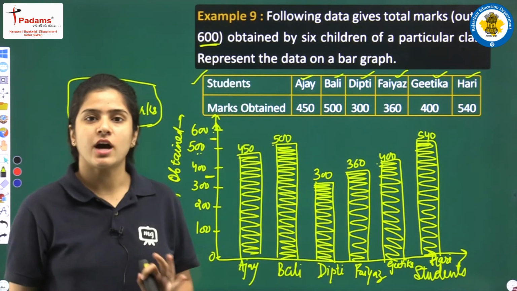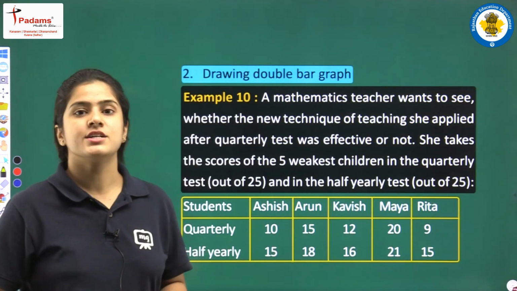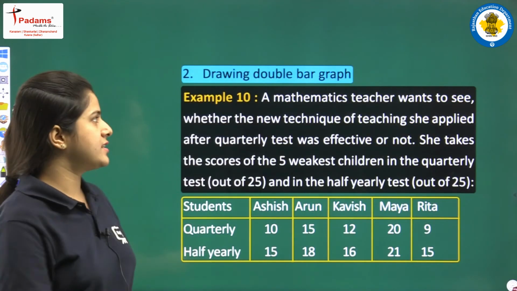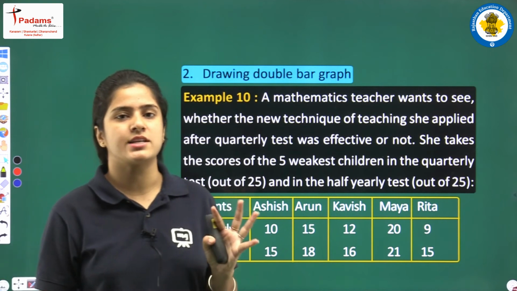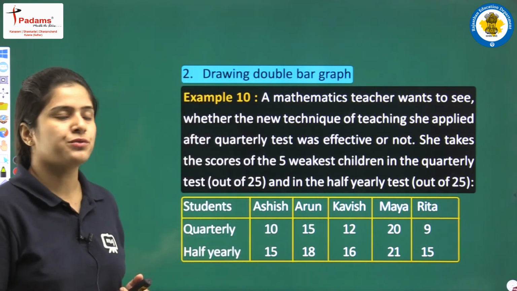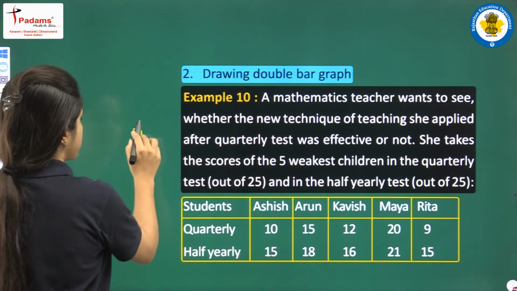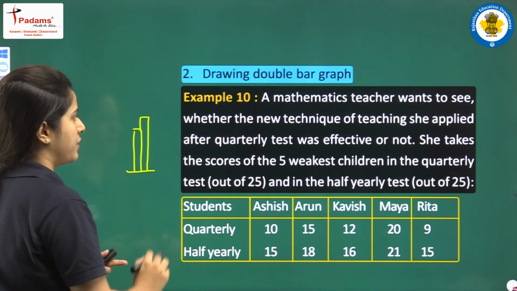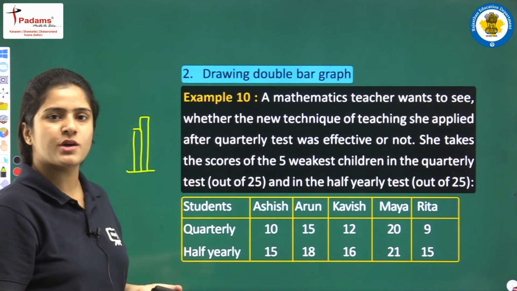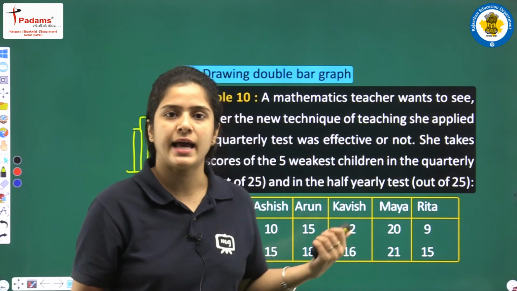Now students, we will be discussing how we can draw the double bar graph. Drawing a double bar graph is very similar to drawing a bar graph. With the bar, we just make another bar, and this is what a double bar graph is all about. So let us learn about this and practice it with the help of an example.